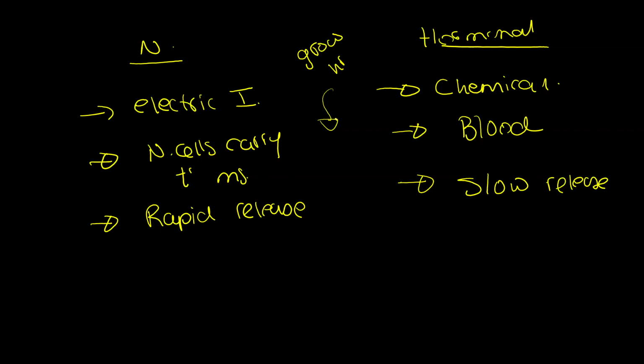So I'm going to go back and ask you, which system gives you a very slow response? Hormonal system. So slow release and slow response. Nice and easy. The nervous is the exact opposite. Rapid release and rapid response.